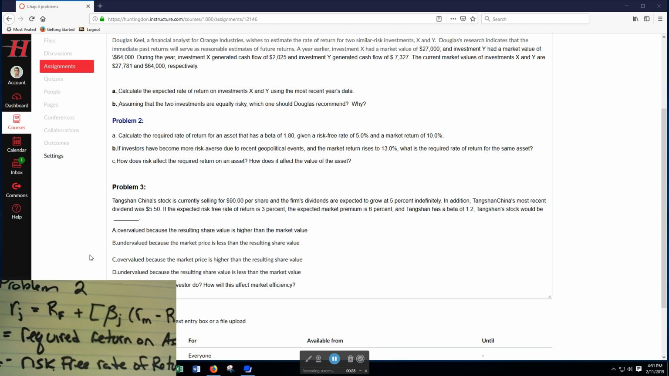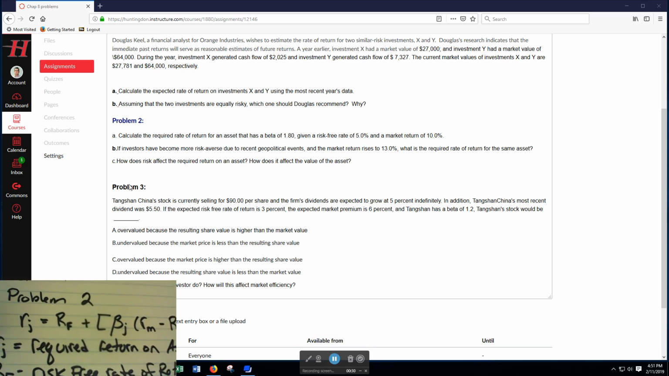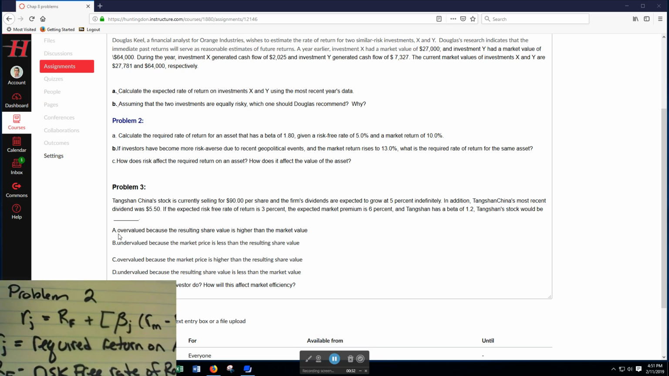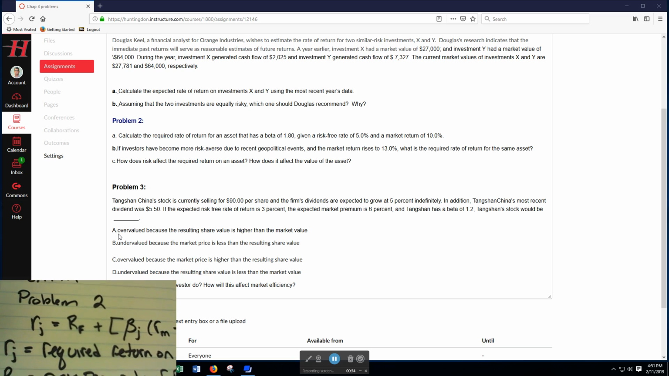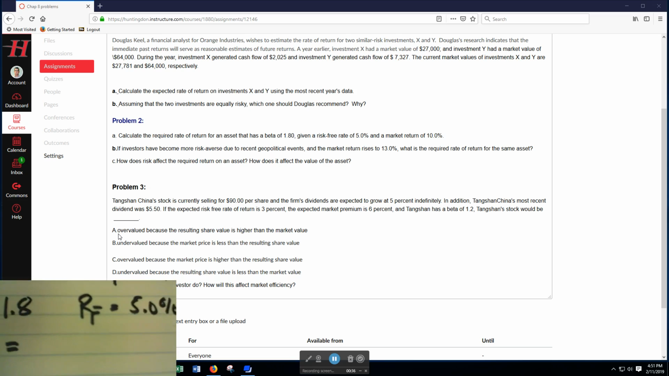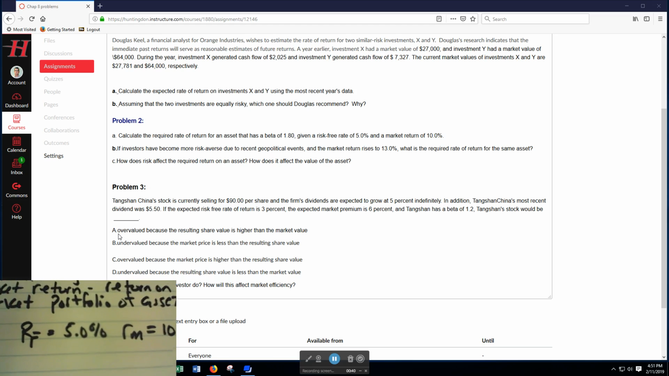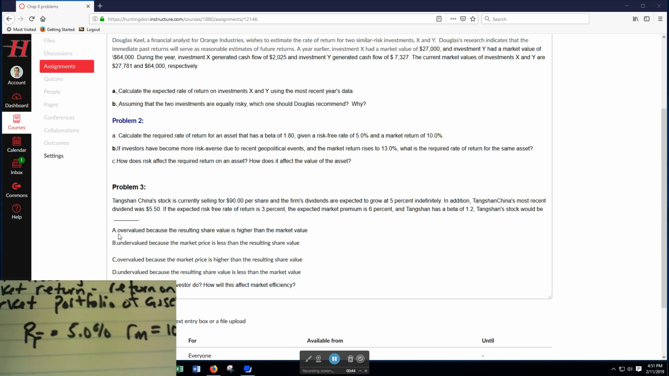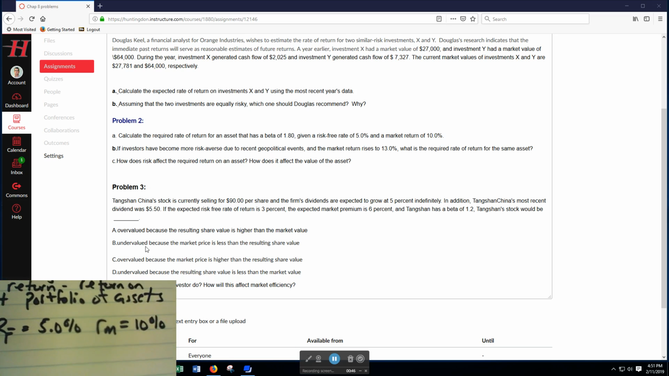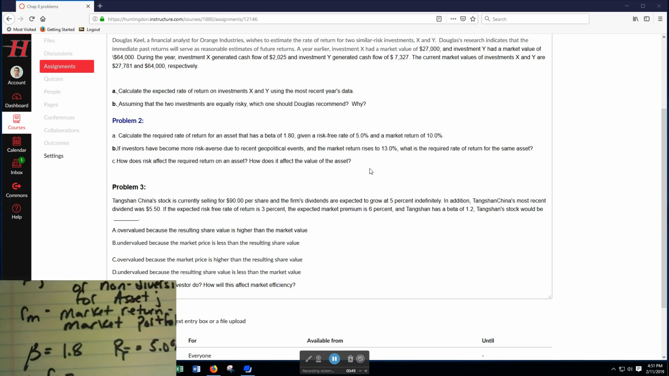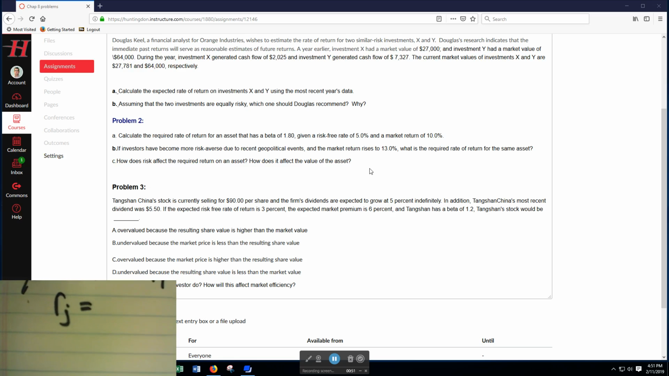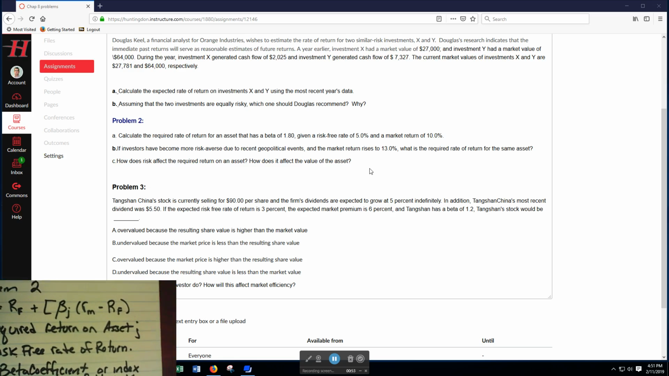In this problem, which I also have up here, we're going to be calculating the required return on an asset. This asset has a beta of 1.8. We have a risk-free rate of 5% and a market return of 10%. We want to know what is the required return on this asset.